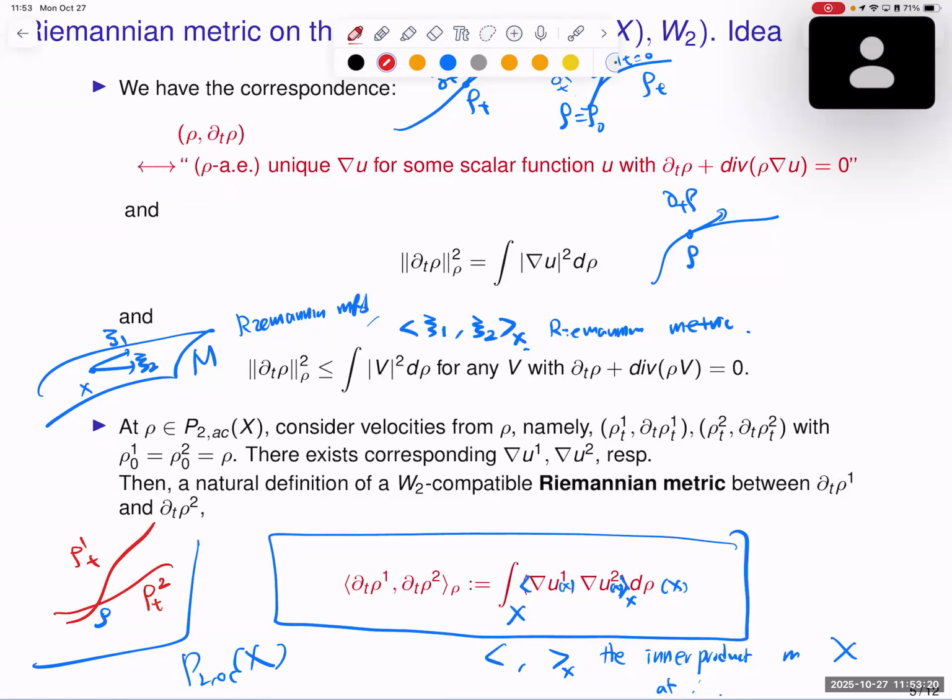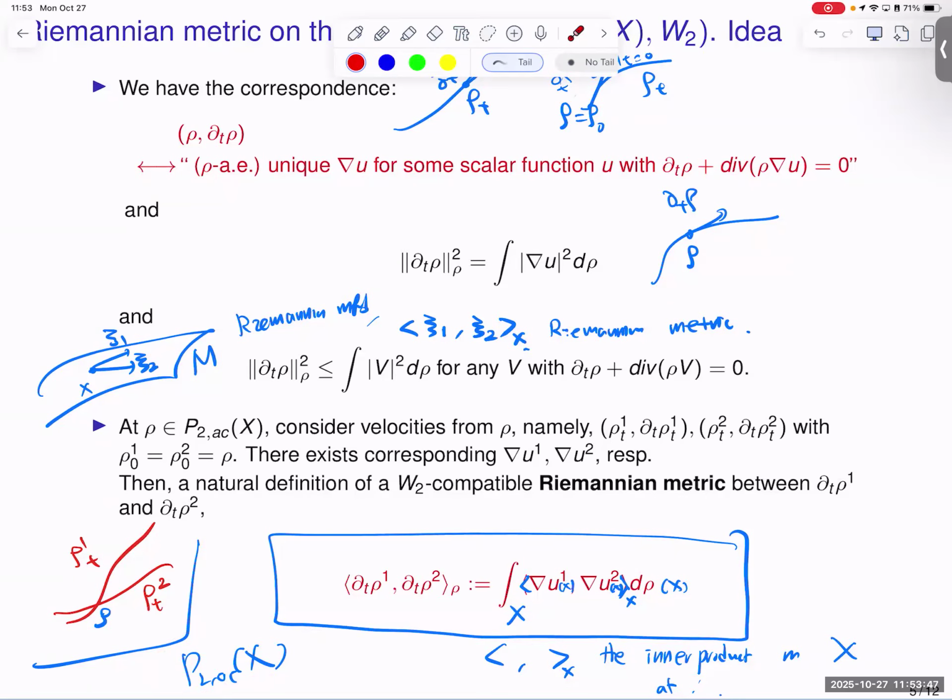Two manifolds, I think you mean. So here, X is the underlying manifold, just R^d, and then P2ac(X) is this infinite-dimensional manifold based on this underlying space.